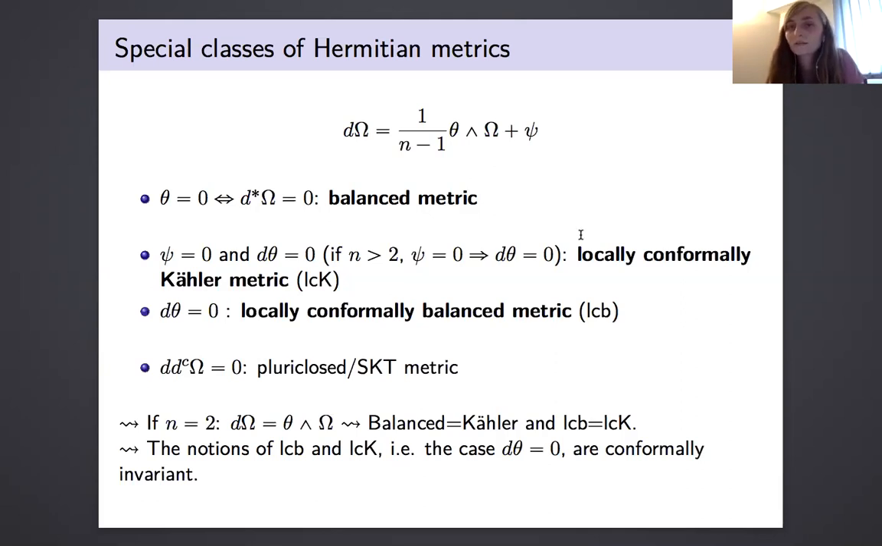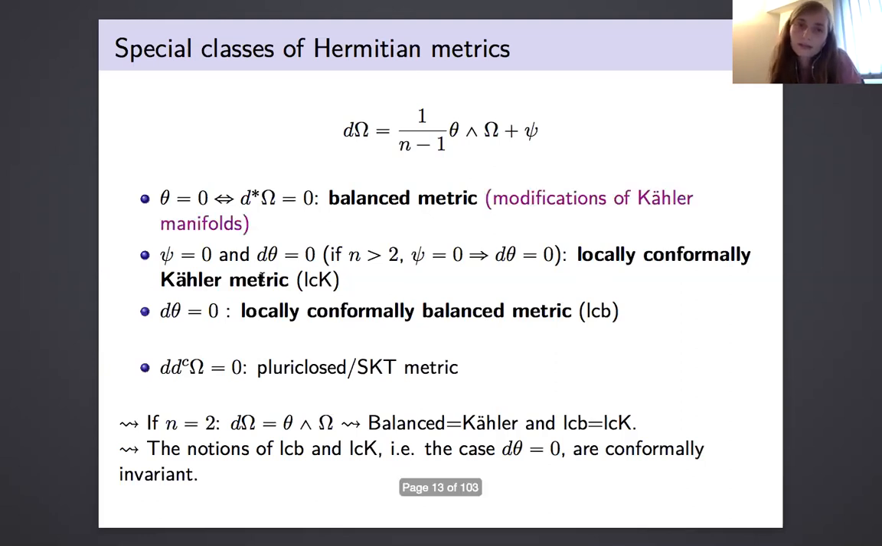On the other hand, locally conformally Kähler and locally conformally balanced are conformally invariant notions and are in fact conformal generalizations of Kähler and balanced. And this is precisely the case when the Lee form is closed. And the name also makes sense because if the form is closed, locally it is exact. And then these two classes of metrics can always be locally made conformal to either a balanced metric or a Kähler metric.